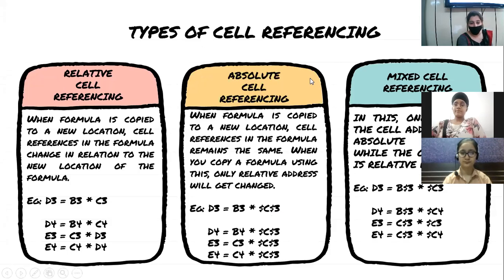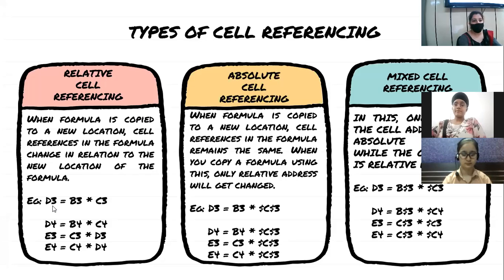But when we are referring to a mixed referencing, that means the cell will get partially changed, whether we are making the column relative or whether we are making the row relative. So this will vary according to the formula you are framing, right? Now look at the examples.